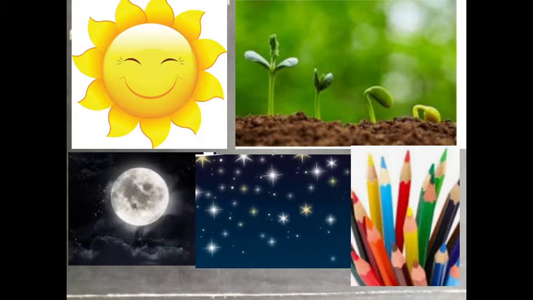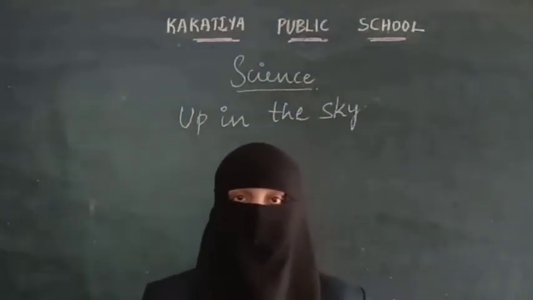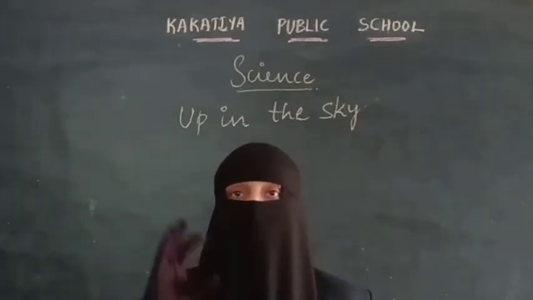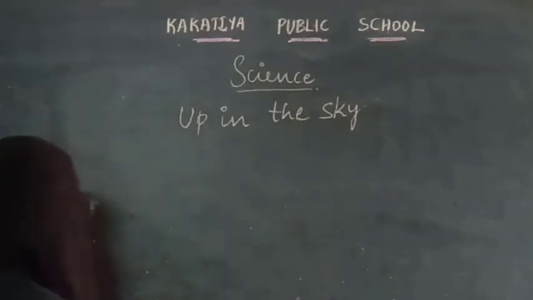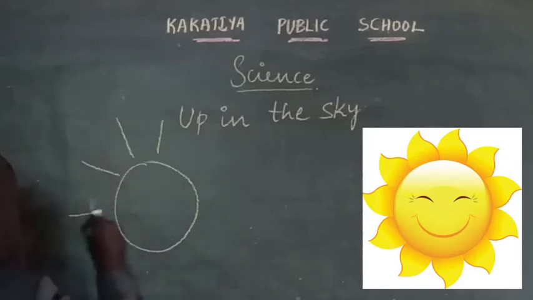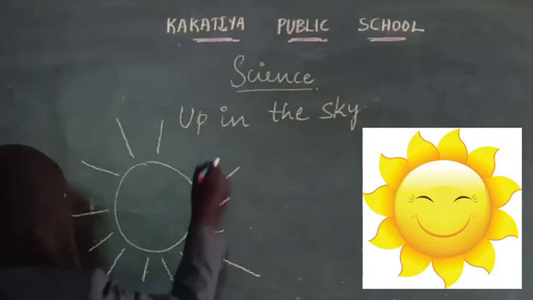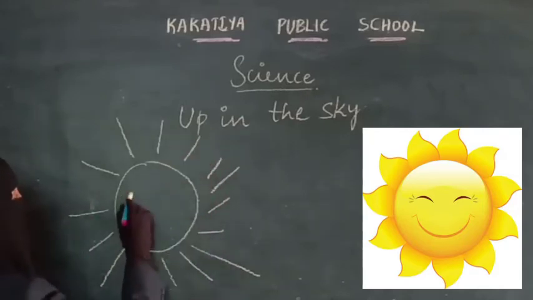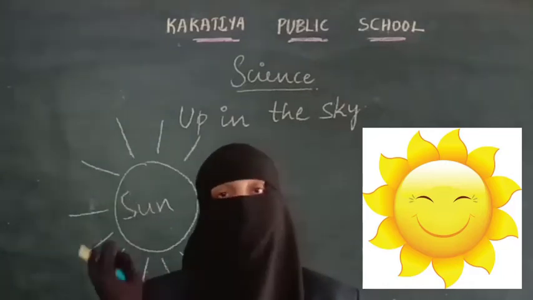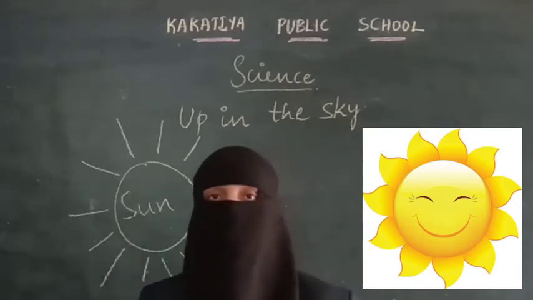From these, some things are present up in the sky. What do you see in the sky? In the daytime, you see something big which is giving out light and heat, right? Usually we draw it like this, right? What is this, students? It is the sun. The sun is present up in the sky. It is visible in the daytime. We can see the sun in the daytime.